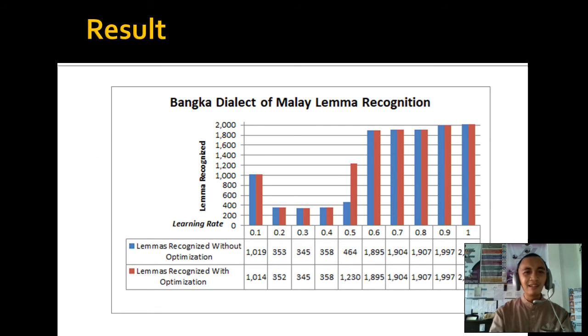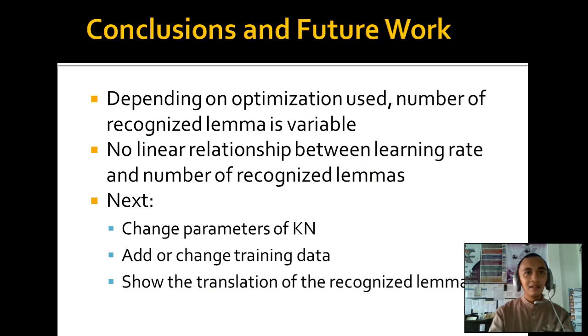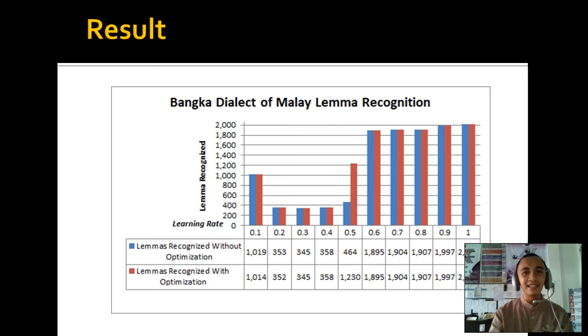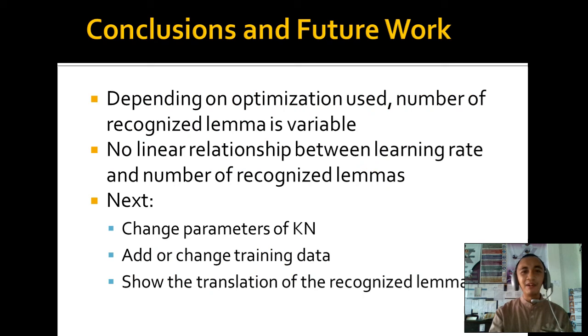Here's the result. So the result, as we can see here, the result is variable depending on optimization use, and the result is not having a linear relationship between the learning rate and then numbers of lemmas recognition, either optimize it or not. So the conclusion is, depending on optimization use, the number of recognition lemma is variable, as can be seen in this graph. There are no relationship between learning rate and number of recognition lemmas.